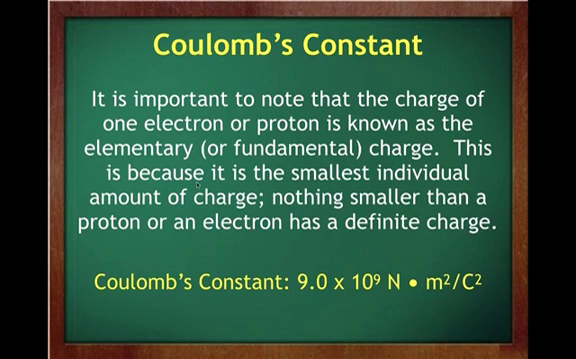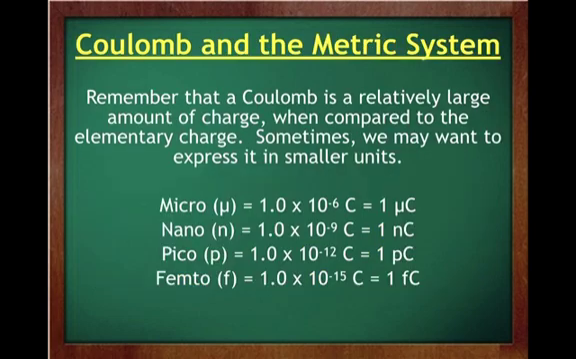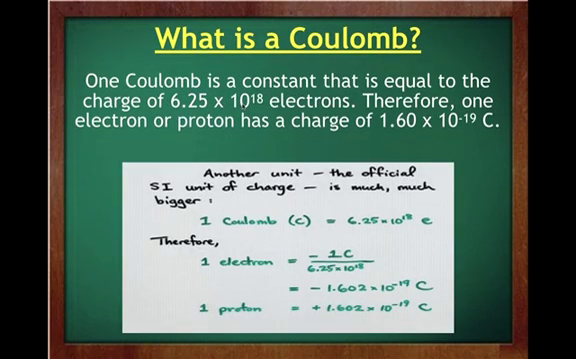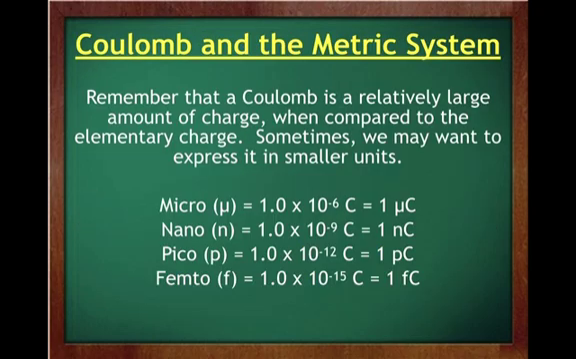Again, did I mention all that? I think so. The charge of that one electron or proton is the element of your fundamental charge, just because it's the smallest amount of charge. Nothing smaller than a proton or electron has a definite charge. Again, a coulomb is a very, very large amount of charge. If we go back, it's the charge on 6.25 times 10 to the 18 electrons. So oftentimes we're not dealing with that large of a charge. You're going to see a lot of things written in microcoulombs, nanocoulombs, picocoulombs, or femtocoulombs. So refer back to your SI units in terms of scientific notation and what your prefixes mean.